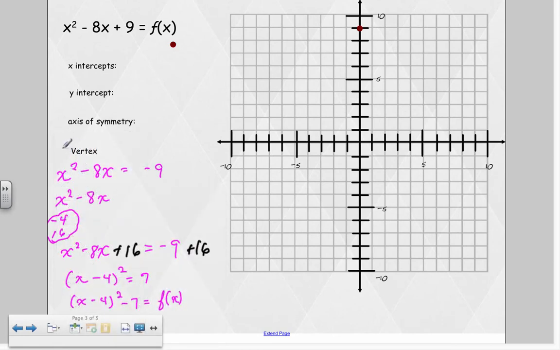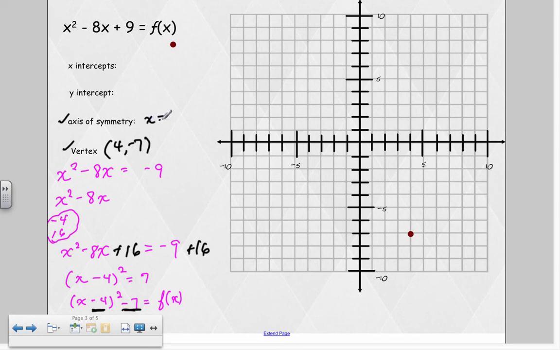I've got my vertex because it's hidden right here. It was a horrible horizontal shift, so it's a baby who didn't listen to mama. Instead of -4, it's +4. And then we have a vertical shift of -7. So now I get my vertex right away. I'm going to take my point over here and drag it down to (4, -7). Okay, there's my vertex. Not only is that my vertex, that's my axis of symmetry.